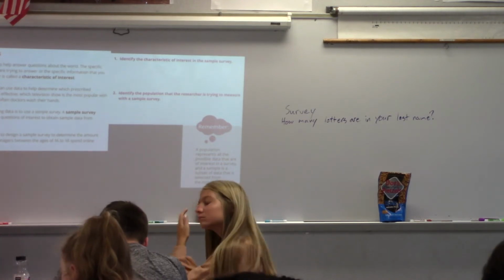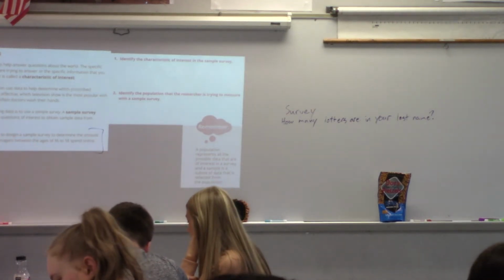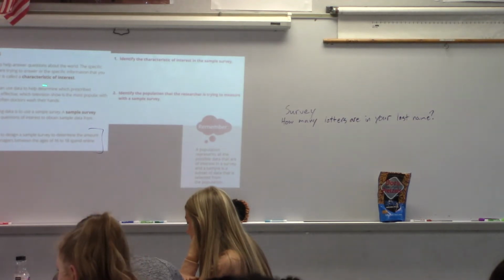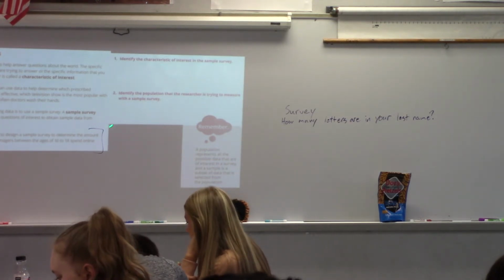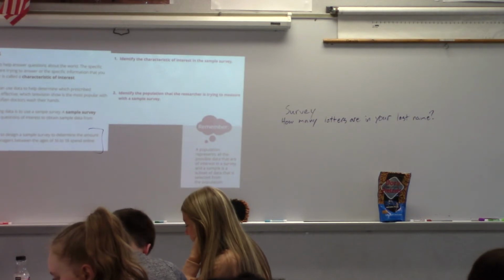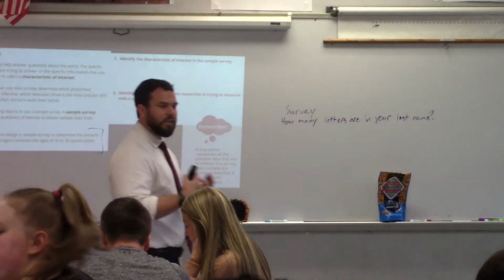So the questions that we're about to look at are based on this right here. A researcher wants to design a sample survey to determine the amount of time that U.S. teenagers between the ages of 16 to 18 spend online each day. Characteristic of interest, defined up here again. Identify the characteristic of interest in this sample survey. Then identify the population that the researcher is trying to measure with this sample survey. Take 2 minutes. Just talk about it within your groups. We'll write about it together. If you have time, go ahead and write it. But at least get your ideas out there.